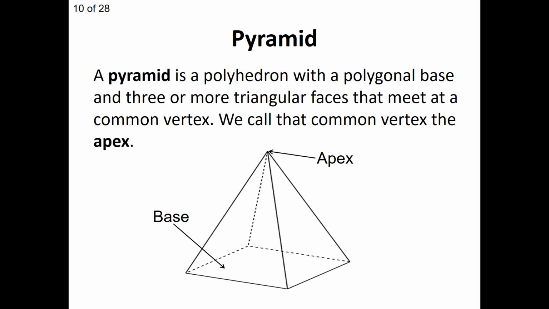Let's take a look at what a pyramid is. So a pyramid is another type of polyhedron. Now, in this case, a pyramid only has one base, and its lateral faces this time are not rectangles, but they are triangles.